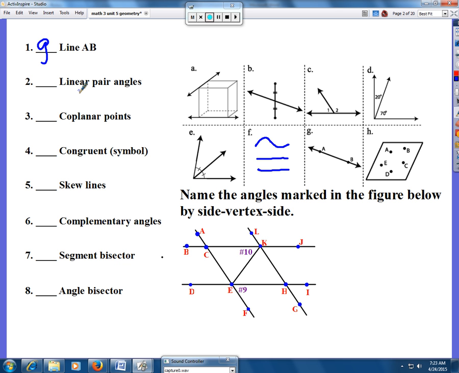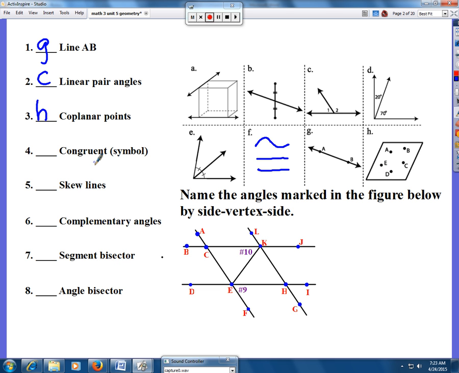A linear pair of angles. A linear pair of angles is a pair of angles that make a straight line. So here's the straight line. These two angles, angles 1 and 2, when you put those together, they add up to 180, which makes a straight line. Coplanar means things that are all in one plane. So the points that would be all in one plane would be box H.